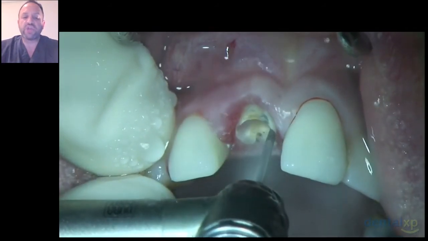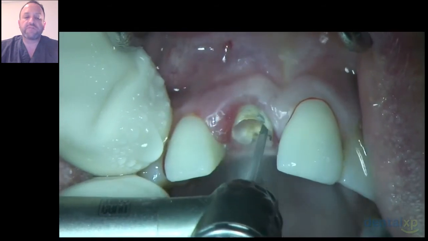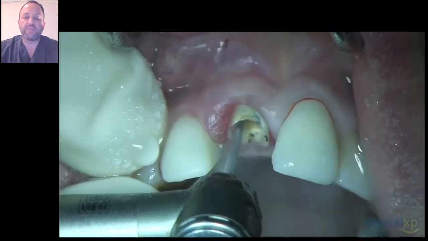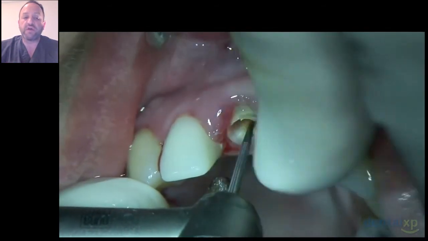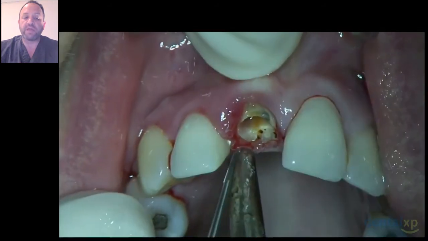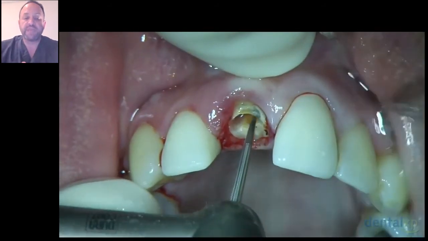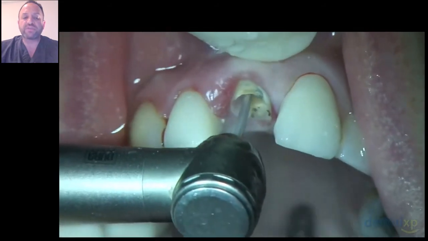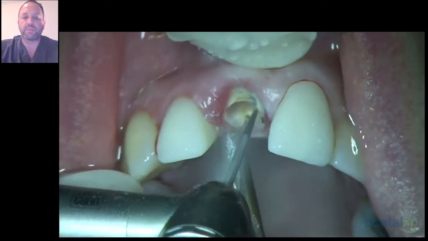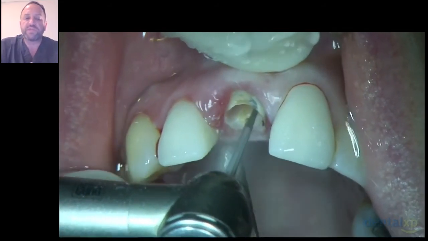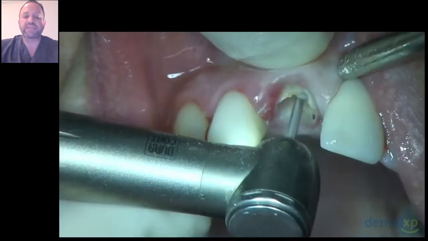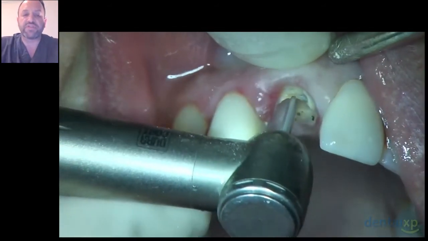So you can see we're slowly going deeper and deeper, going further and further to the deeper area. We know the angulation of our tooth from our cone beam CT, and the most important part, as you can see here, is I'm putting my finger on the buccal plate. The purpose of that is for me to feel when the drill is coming close to the buccal plate so that I don't cut through it.